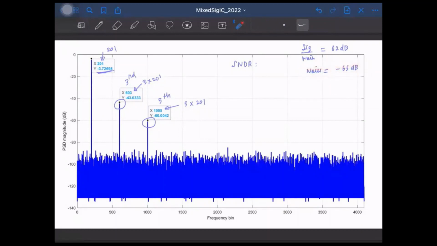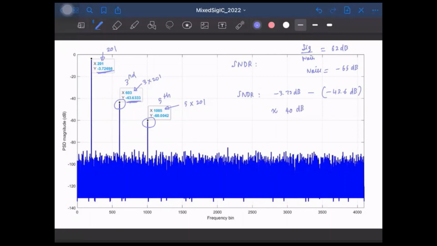So which means if you add the strength of the third and fifth harmonics along with the noise power, it will finally be dominated by this guy, right? Because this is 100 times higher than this, right? So what will be your final SNDR? Well, SNDR will roughly be the signal power, that is minus 3.72 dB, minus the strength of this third harmonic, that is minus 43.6 dB, right? So that's roughly 40 dB.